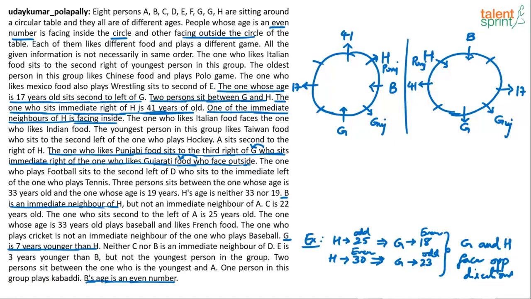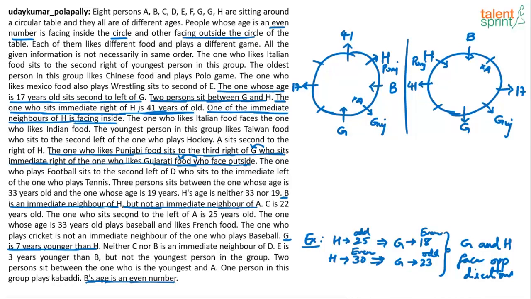Now move on. Now that we have got 41, neither C nor B is an immediate neighbor of D. B is an immediate neighbor of H, but not an immediate neighbor of A. Means what? A cannot be an immediate neighbor of B. So A cannot come here. Remember, A cannot come here. Yes or no? A is not an immediate neighbor of B.